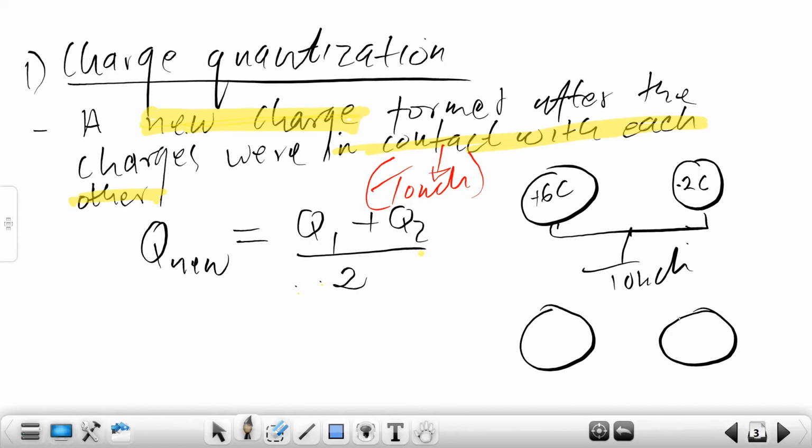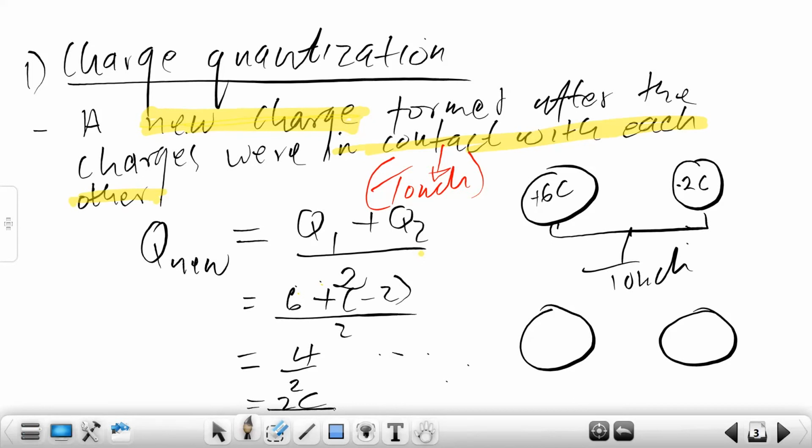But there will only be a possibility of a new charge if the charges did come in contact with each other. So I'm going to use this already as an example. I'm going to have 6 plus minus 2, over 2, which will be now 6 minus 2, it's 4, and then divided by 2, I'm going to have a plus 2 charge, 2 coulombs for that matter.